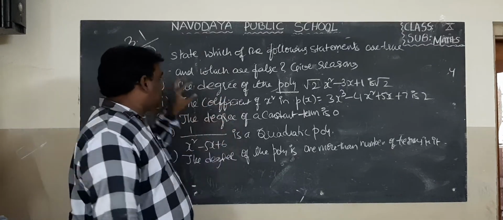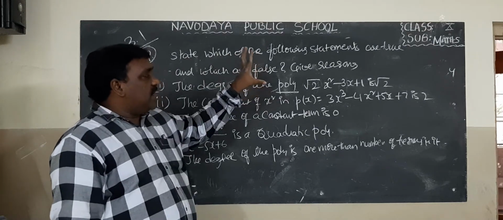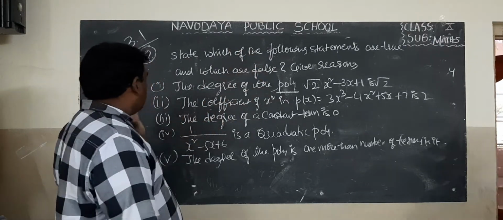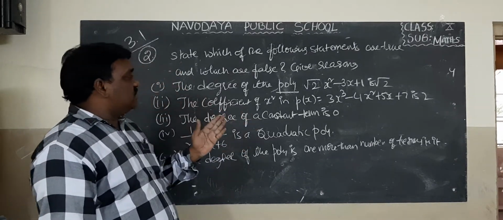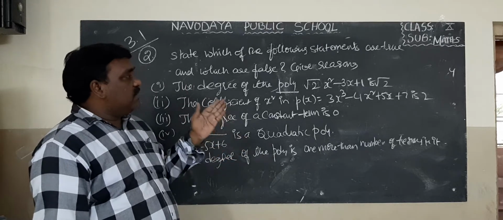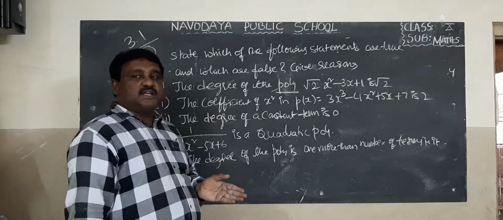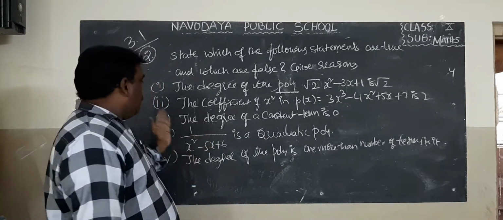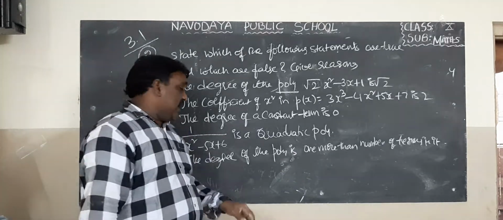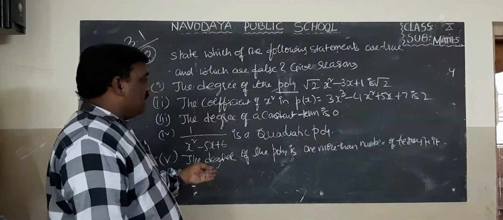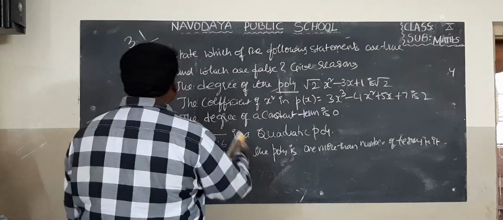Give reason also. First question is what? The degree of the polynomial root 2 x square minus 3x plus 1 is root 2. Second one is what? The coefficient of x square in P of x equal to 3x cube minus 4x square plus 5x plus 7 is 2. Third one is what? The degree of a constant term is 0. Fourth one is what? 1 by x square minus 5x plus 6 is a quadratic polynomial. Last one is what? The degree of the polynomial is 1 more than the number of terms in it. Okay? See the first one.